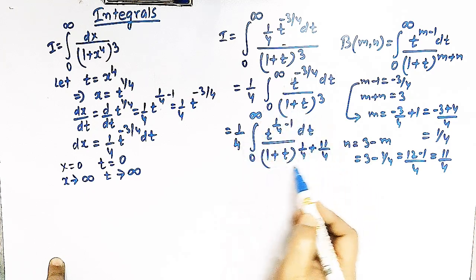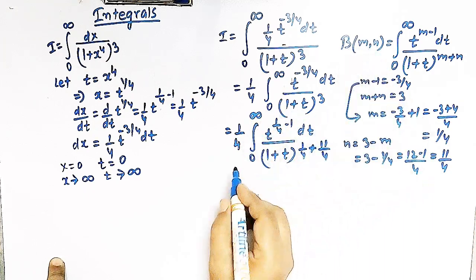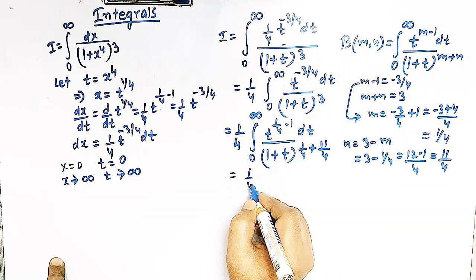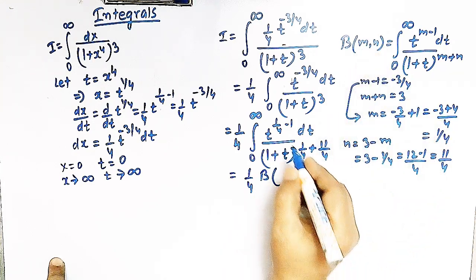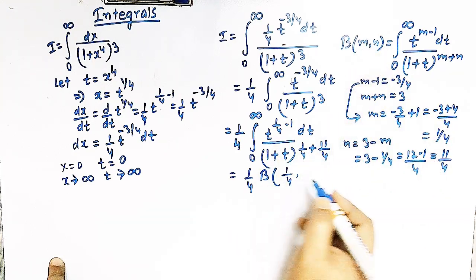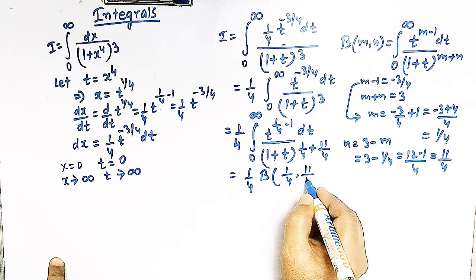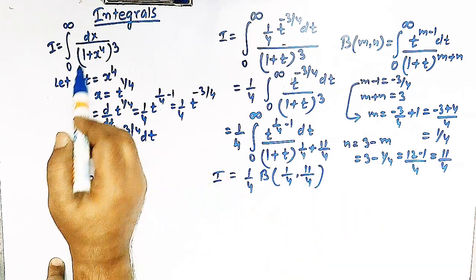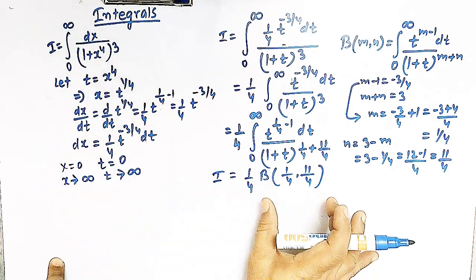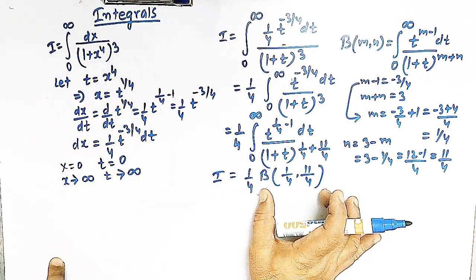M is 1 over 4, and n is 11 over 4. So now this integral is our beta function. So we can now write 1 over 4, and beta m comma n. M is 1 over 4, and here we have 11 over 4, right? So now the value of this integral can be given by this expression.